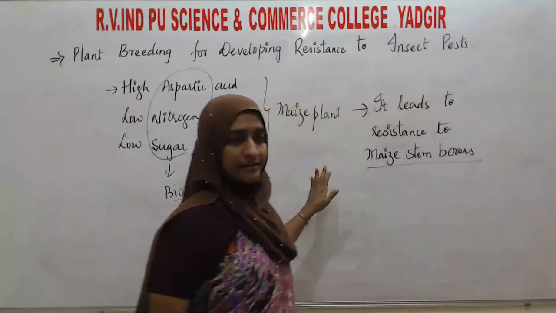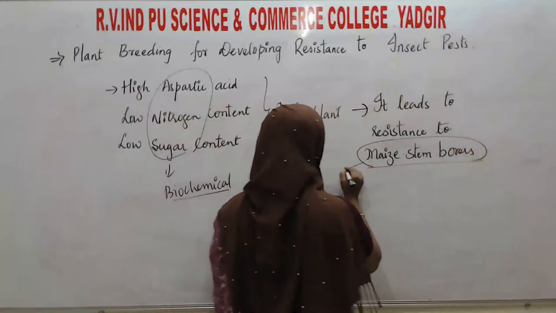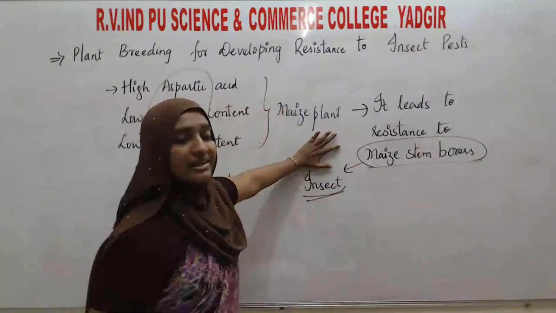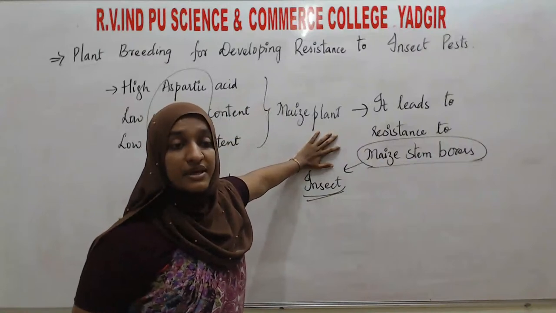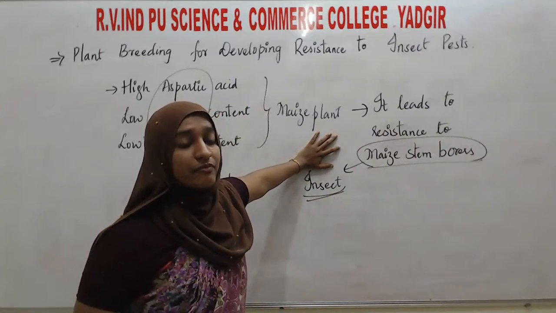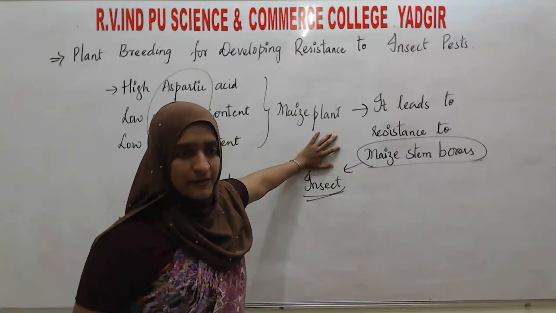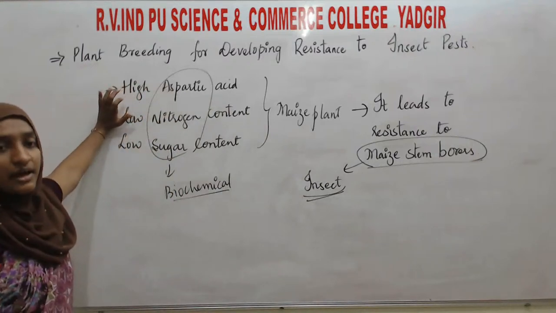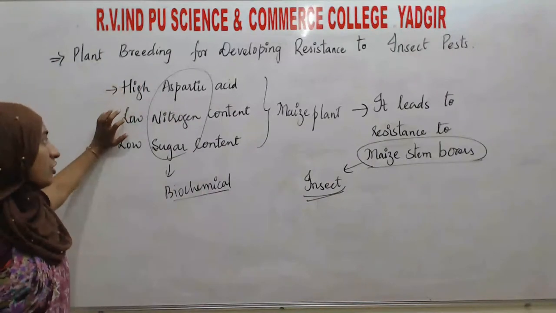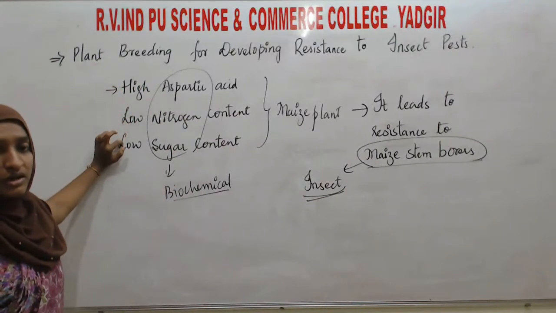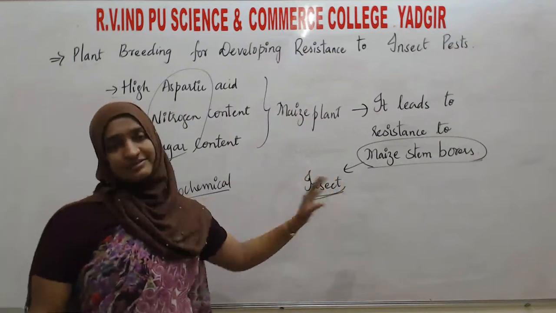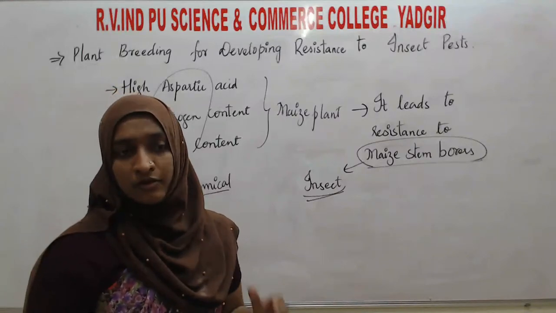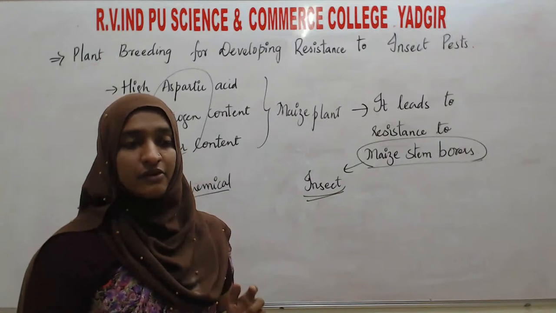What is the name of that insect? Here, the insect or pest name is maize stem borer. Why have they given the name maize stem borer? Because it affects the stems of the maize plant. So, in the maize plant, if there is a high content of aspartic acid, low content of nitrogen, and low content of sugar, then that particular stem borer will not affect the maize plant.